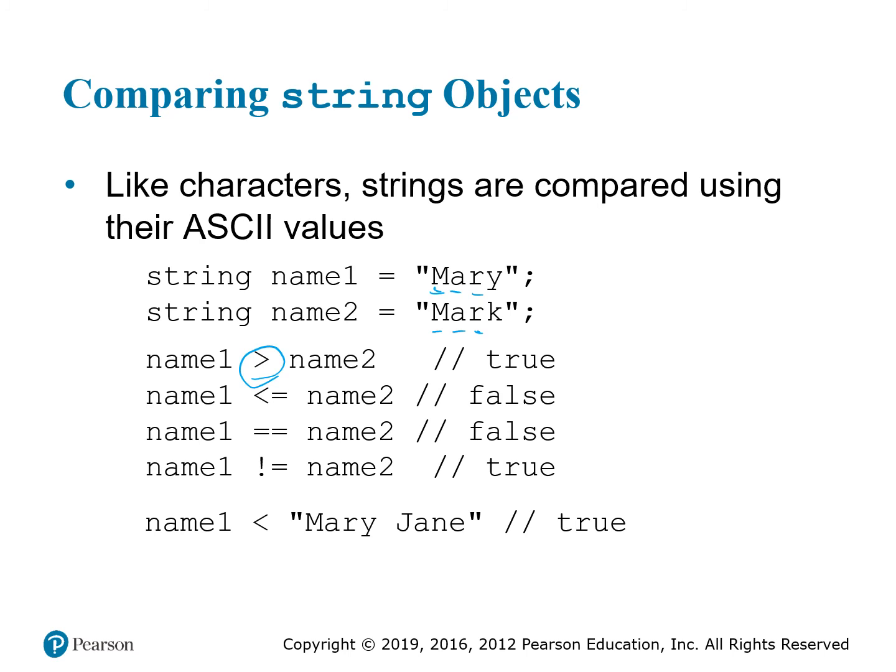That's true. If I asked, is name 1 equal to name 2? They're very, very close to equal, aren't they? But no, the exact string has to be the same as the other exact string. Strings that have extra characters beyond another string are considered greater. So Mary Jane is greater than Mary.